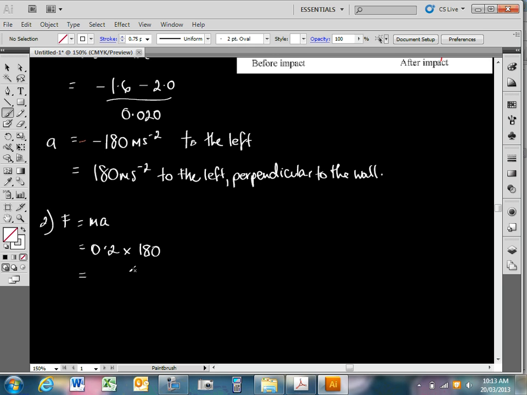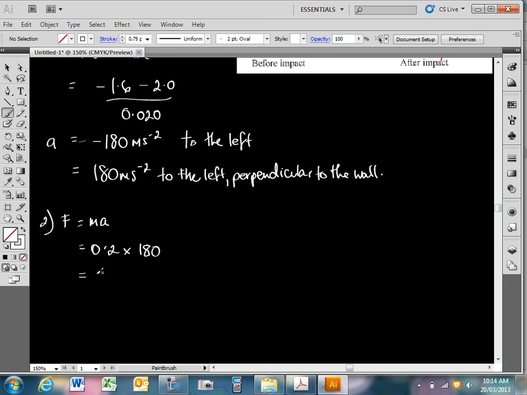I could continue on here if I just left that as minus 180 meters per second. But in an examination, they're not necessarily going to know that you understand that the negative is to the left, so you would have to say that. Just leaving it like that is not good enough in most circumstances.